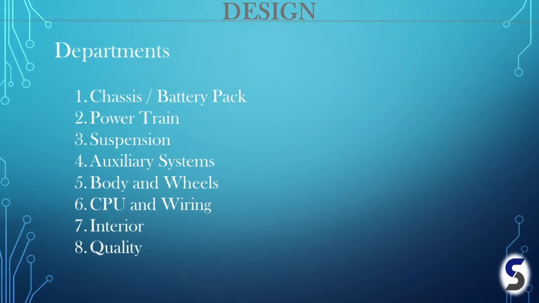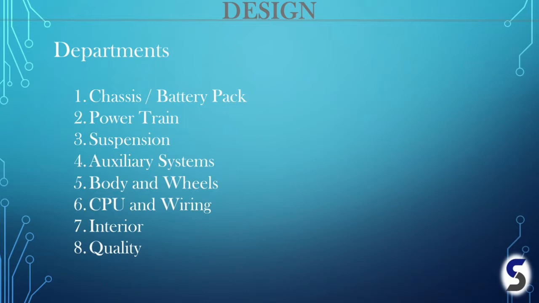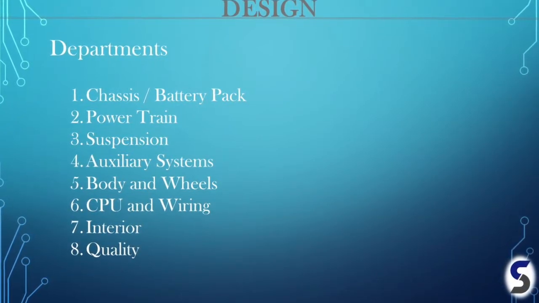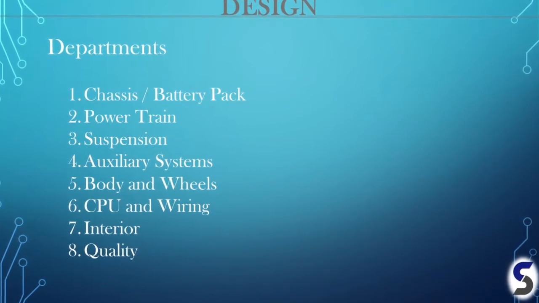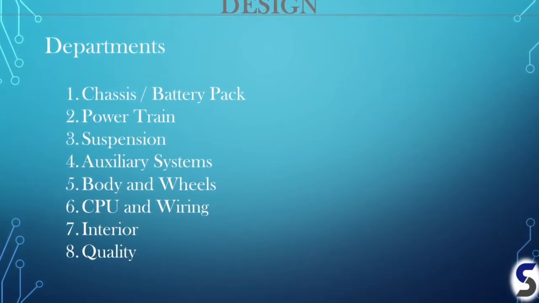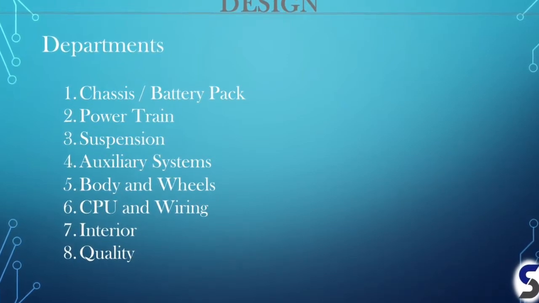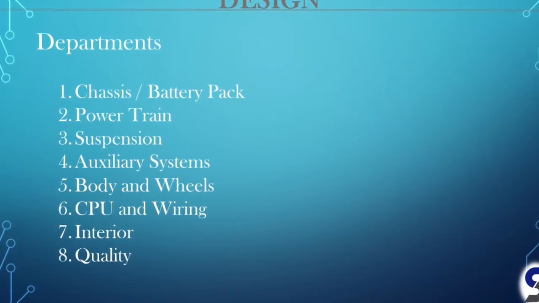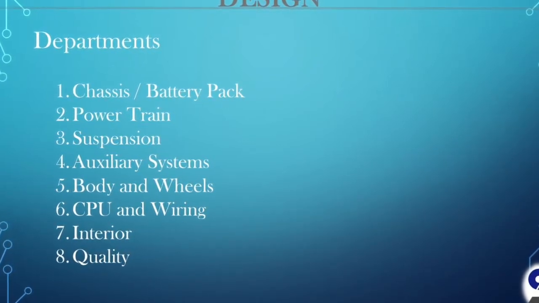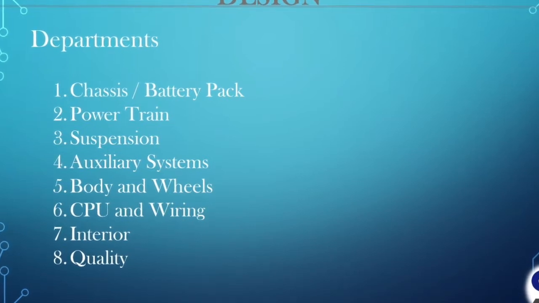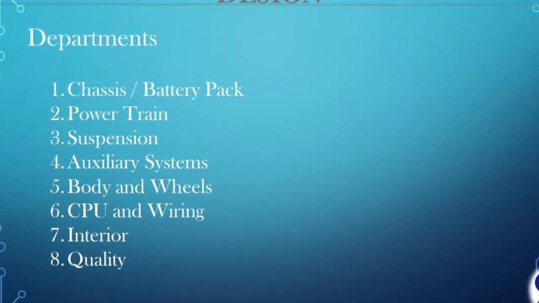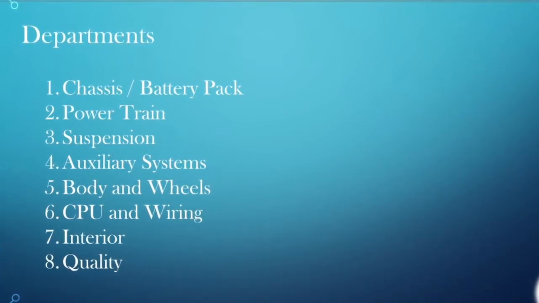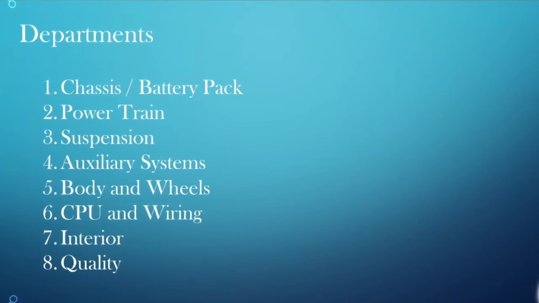Because Sharpell Technology is still in their developmental stages, we were tasked with determining the assembly process of an electric vehicle. We decided to take the systematic approach of facility planning to come up with a solution to our problem and began looking at the big picture by determining the various departments associated with the assembly of an electric vehicle. The departments we created included the chassis and battery pack, the powertrain, suspension, auxiliary systems, the body and wheels, the CPU and wiring, and finally the interior department.